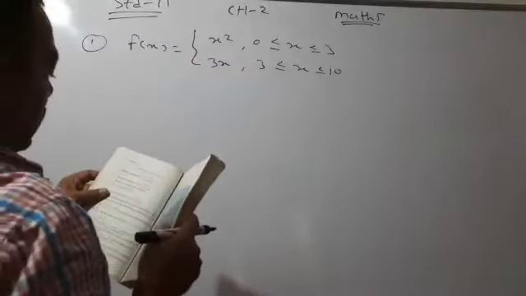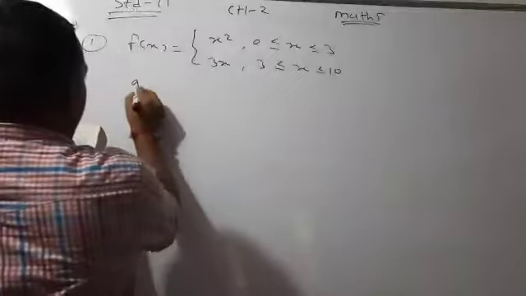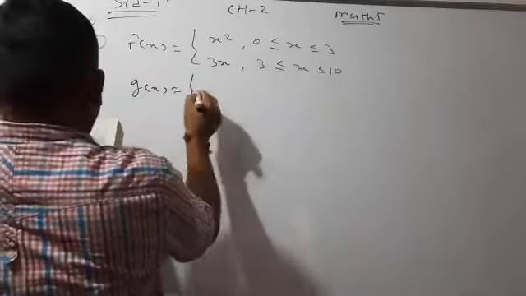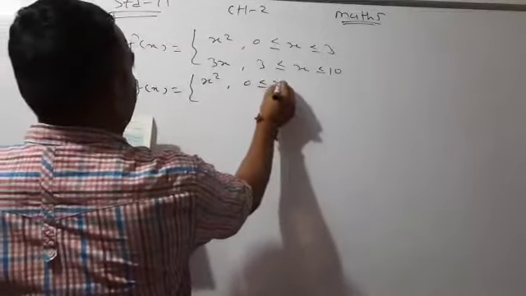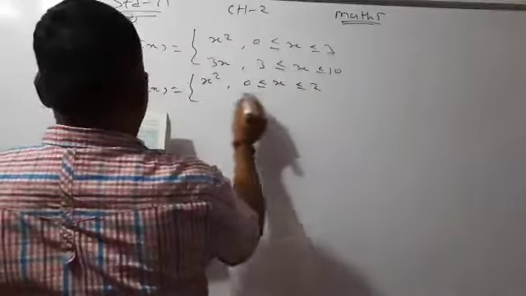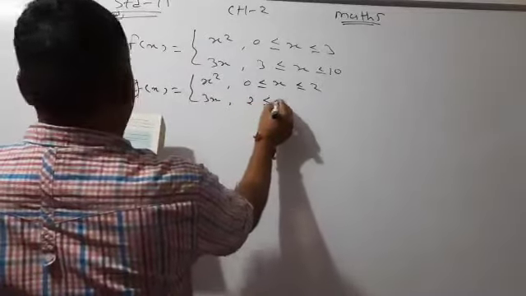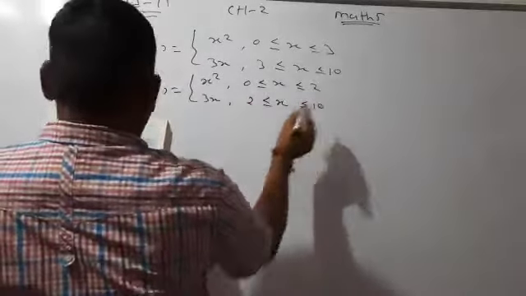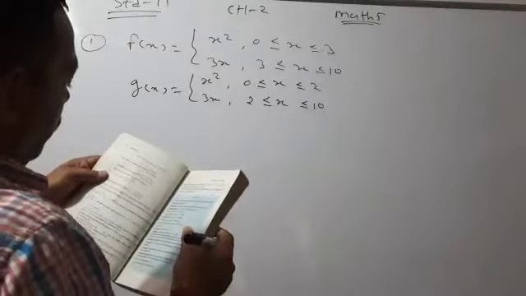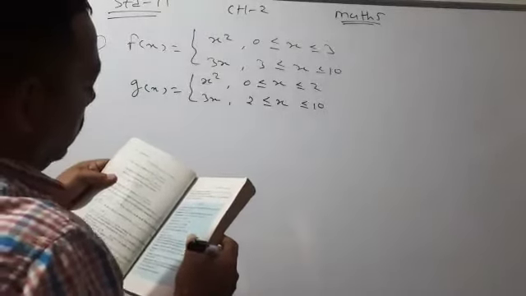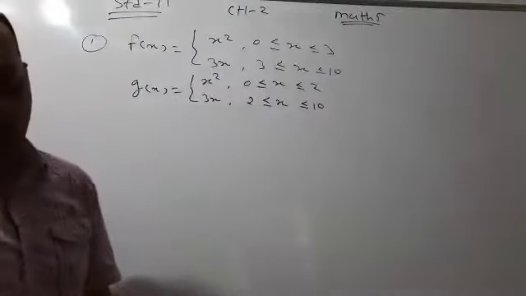Now the second function is given, g(x) is equal to x square where 0 is less than or equal to x less than or equal to 2, and 3x where 2 is less than or equal to x less than or equal to 10. Show that f is a function but g is not a function.